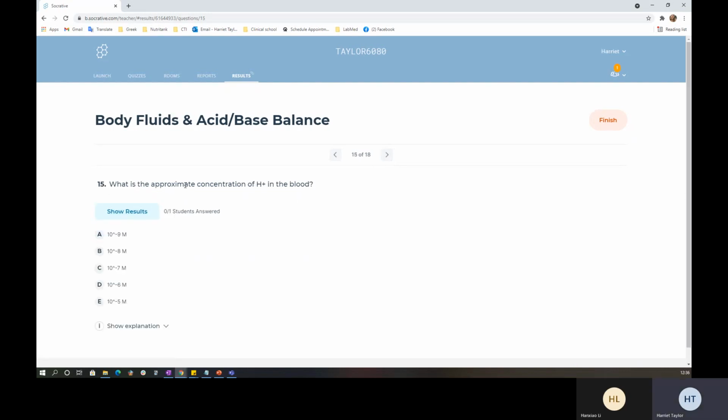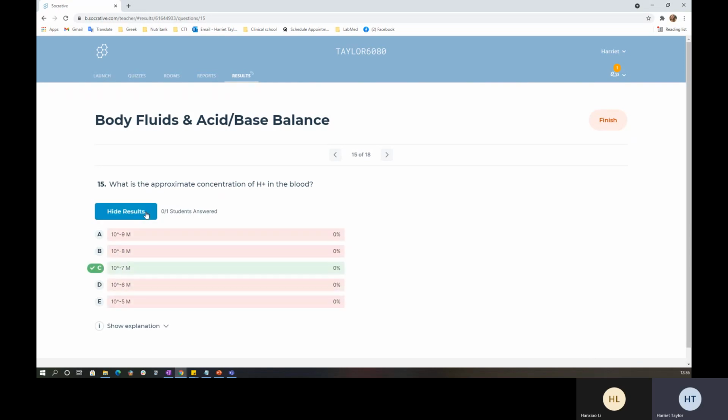Okay, so what's the approximate concentration of hydrogen in the blood? So just think about our equations that we know for this question and try and make an approximate answer for that. Let's have a look. So it's 10 to the minus 7 moles because we're using our pH of approximately 7.35 for that.